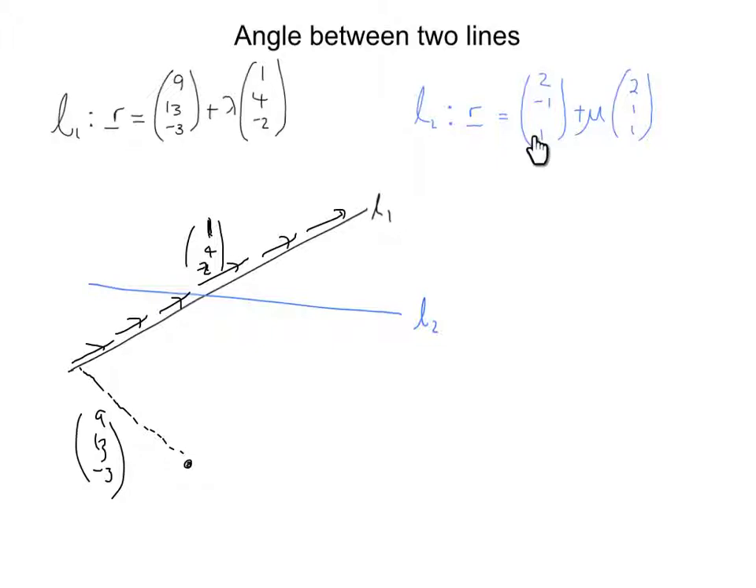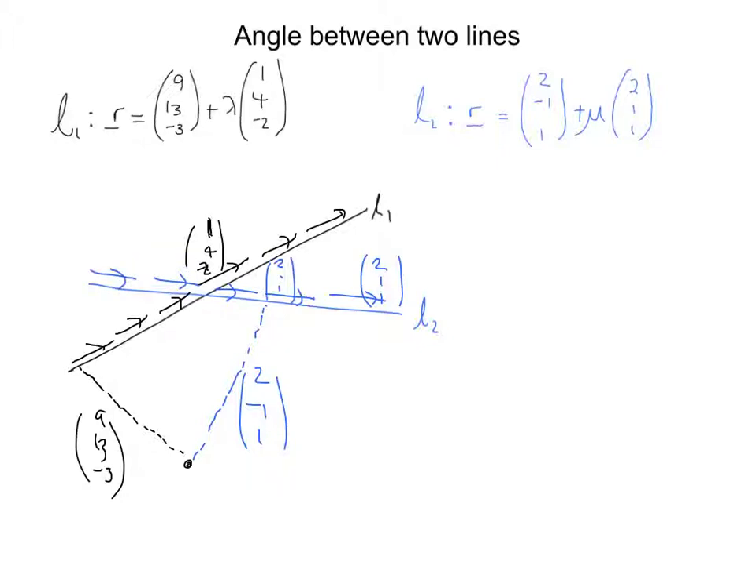So, how do we get to the line? 2, minus 1, 1. So, if this is the origin, then we head off along here, 2, minus 1, 1. That gets us to the line. And then we do any amount we like of 2, 1, 1. And that gets us in this direction, like that. So that vector there, that vector there, that vector there, they're all 2, 1, 1.